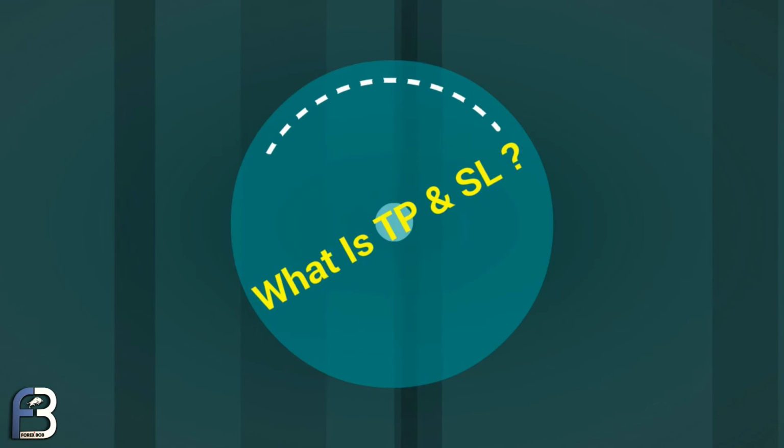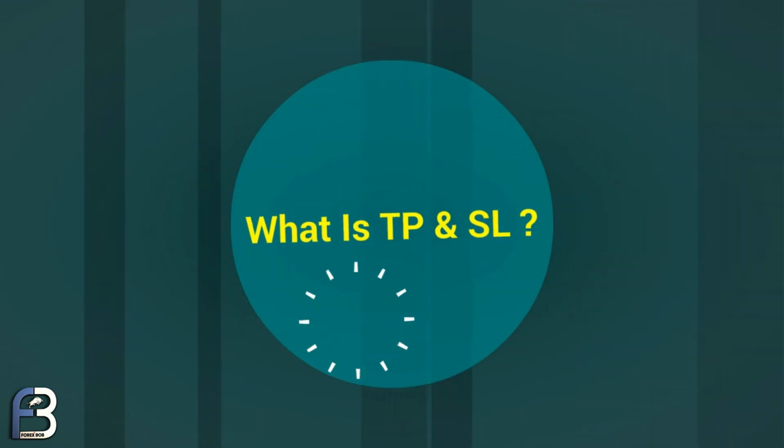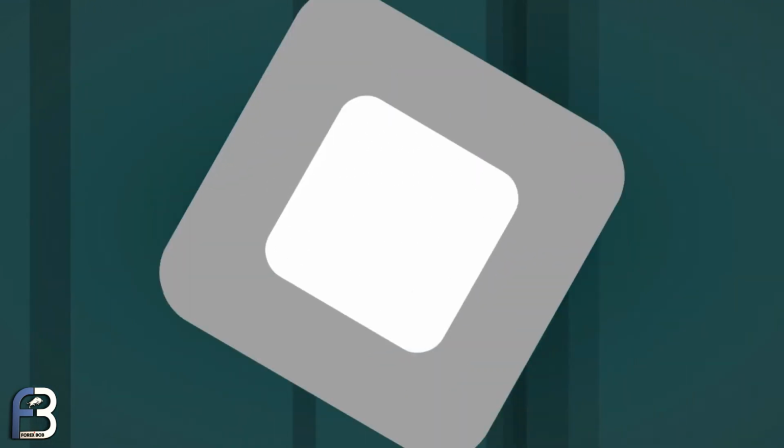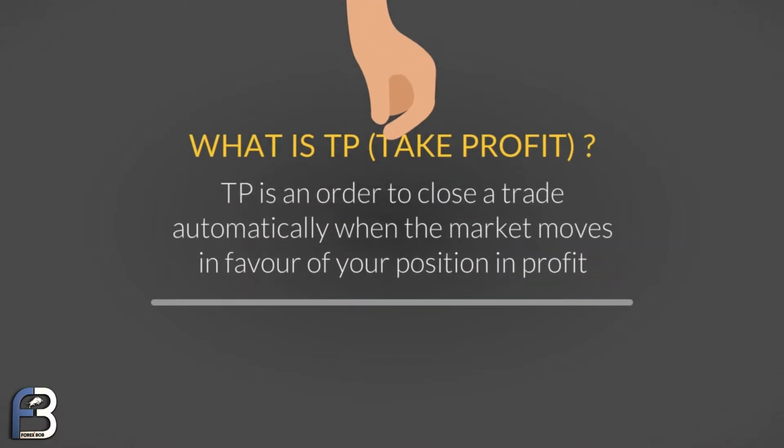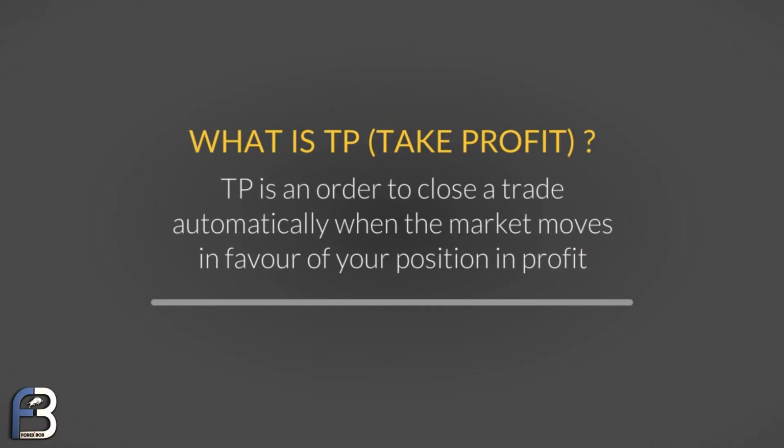Hi guys, in this video we will talk about what is TP and SL in Forex. Let's start first with what is TP, or take profit. TP is an order to close a trade automatically when the market moves in favor of your position in profit. This means we need to put a profit target value in a running position so that when the market reaches that value, the trade will close automatically.